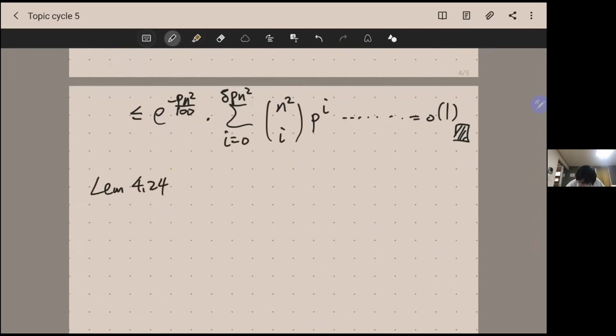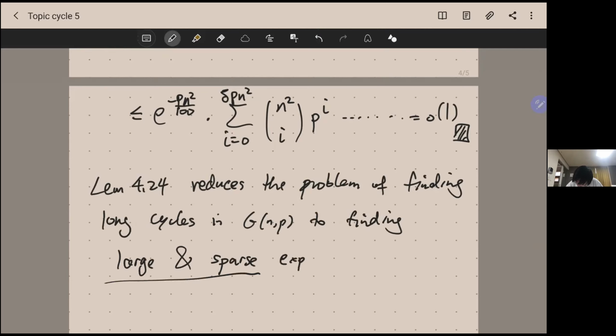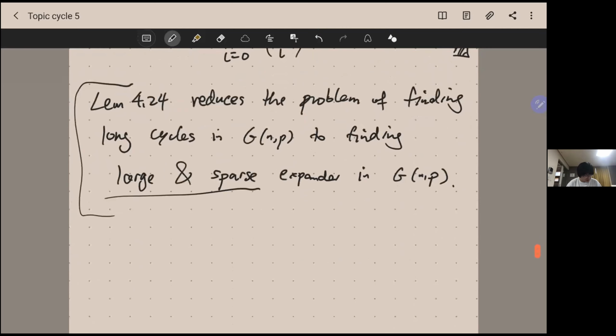Lemma 4.24 reduces the problem of finding long cycles in G(n,p) to finding a large and sparse expander in G(n,p), right? And to do that, the following lemma will do that for us.